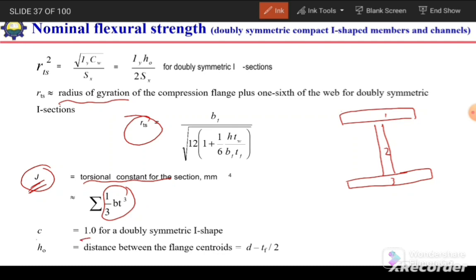Here c is a factor which is equal to 1 for a doubly symmetric I shape. Here we are only dealing with the doubly symmetric compact I shape, so we can directly consider this value equal to 1. Otherwise we can check the value of c from the AISC design manual.